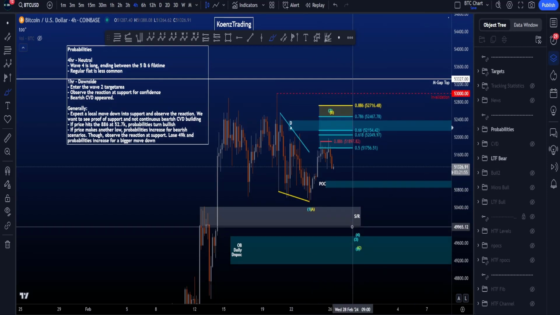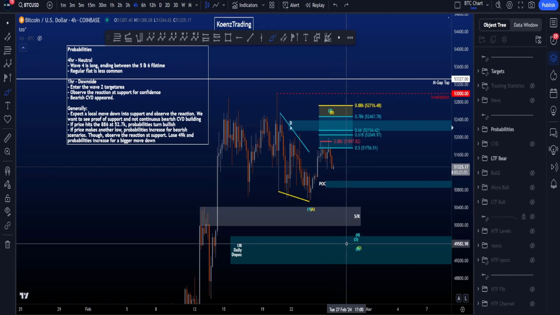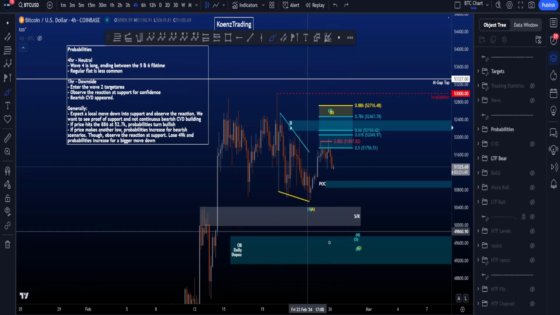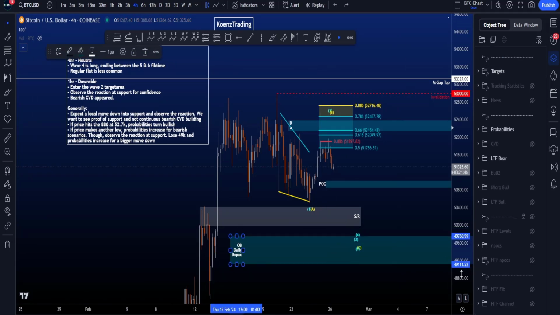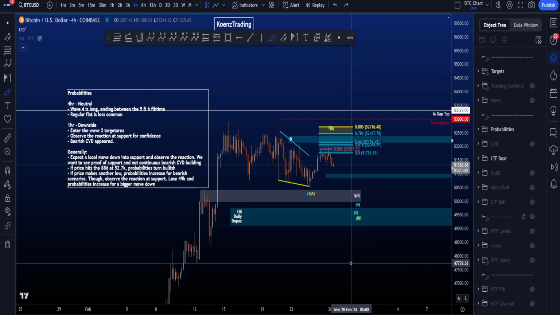However, we do have to observe the support area that we have over here to the downside as well. If we lose this support area here below price, the blue box 49.1k to 49.7k, it does increase the probabilities for a bigger move towards the downside.